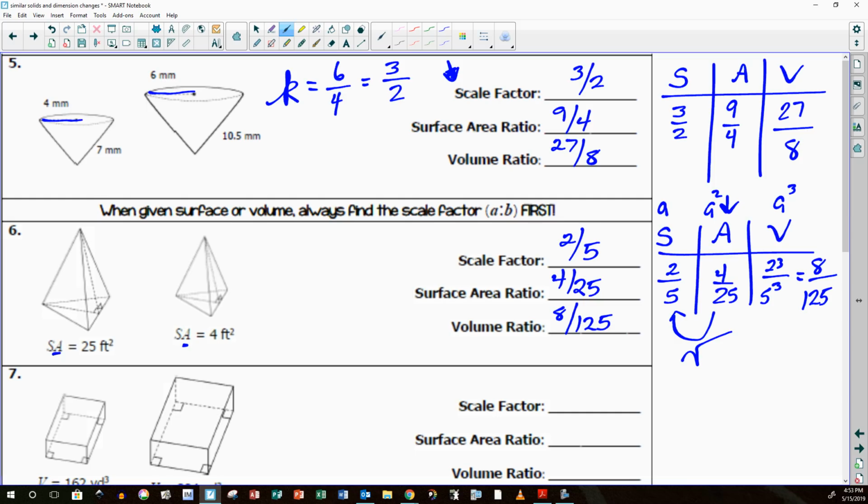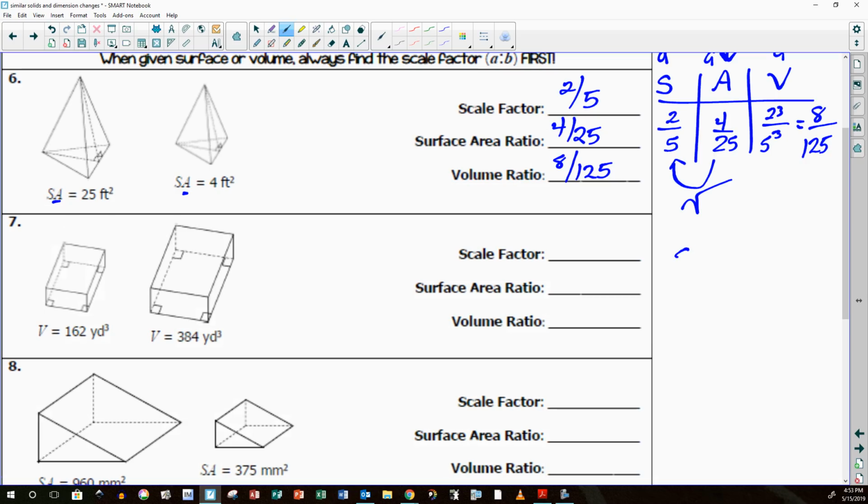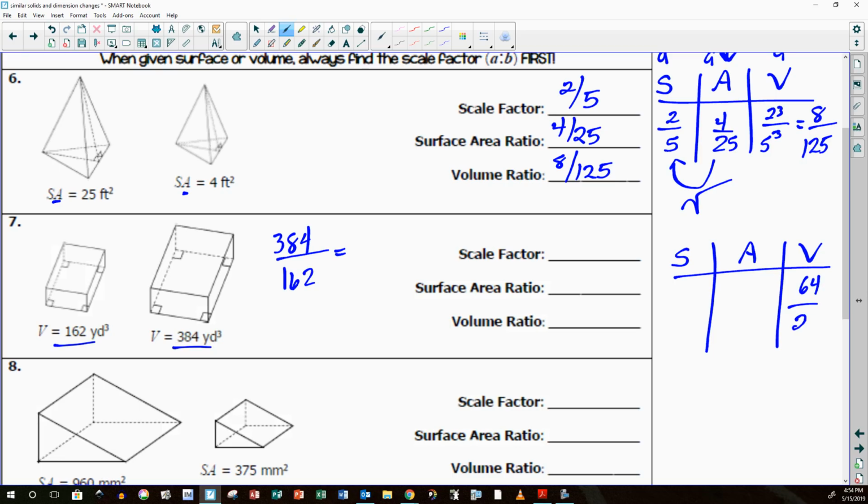Now you're going to need these because you're going to be finding missing pieces and using proportions as we go on. All right, so let's look at number 7. Now they gave us volume. So I'm going to do the SAV. So since they gave me volume, I'm going to put these two numbers over here. But the first thing I want to do, I'm going to do 384 over 162. I'm going to see if they reduce in my calculator first, because you never want to put them in this column until they're reduced, because this is actually a ratio. So 384 divided by 162, math, enter, enter. And that is 64 over 27.